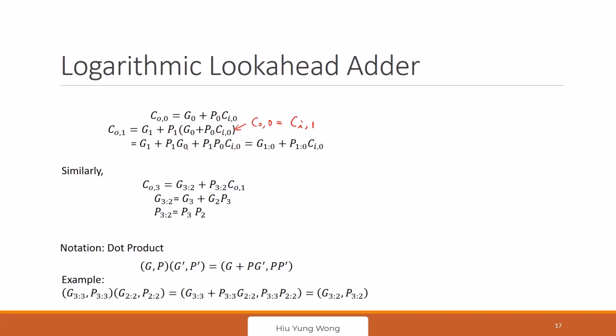Then we can expand it to this. What does it mean? What does it mean here? Basically, you can group it into 2 groups. This one is basically saying that the 2 bits as a whole, right? You have 2 bits generate.